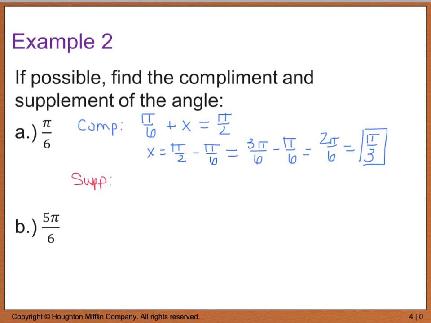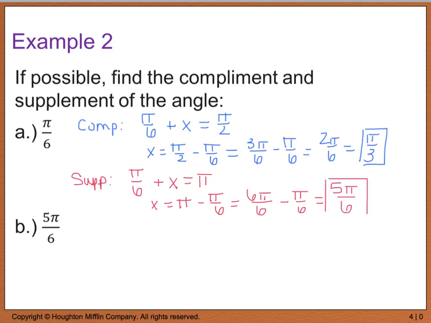Okay, for the supplement, I know that pi divided by 6 plus x is going to equal pi. Therefore, x equals pi minus pi divided by 6. And again, I have to have a denominator of 6. So I really have 6 pi divided by 6 minus pi divided by 6, which gives me 5 pi over 6. So 5 pi over 6 and pi over 6 are supplementary angles.